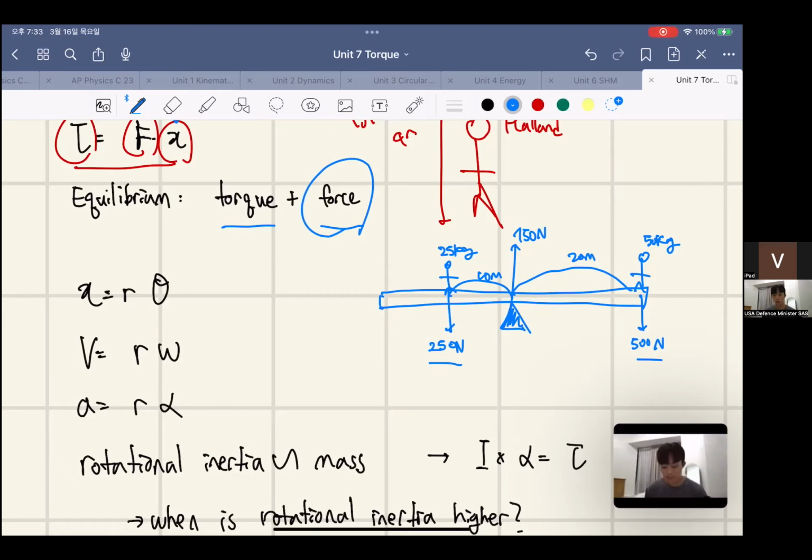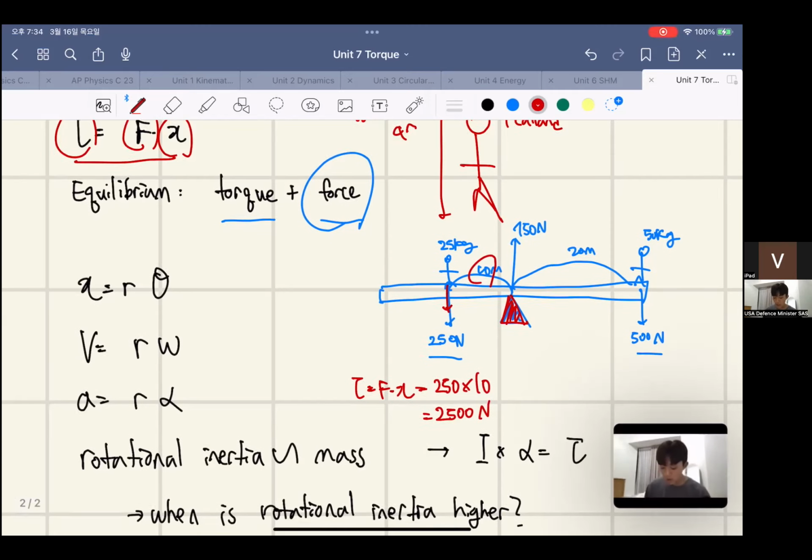Now, let's think about torque. Since we consider this middle triangle as the axis, we have two torques present. The first torque is caused by this 25 kg kid. What would be the torque caused by this kid? Well, again, torque is equal to F times x, meaning that the torque will be 250 newtons times the distance between this kid and the axis, which is 10 meters. So it would be 2,500 newton-meters.